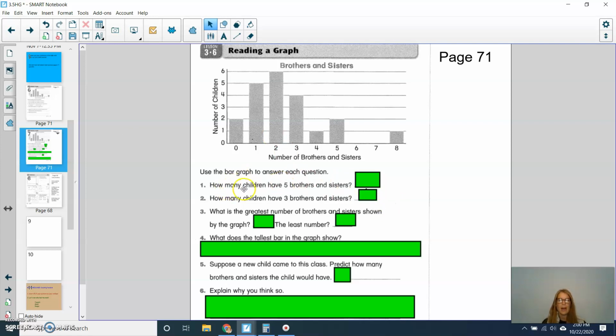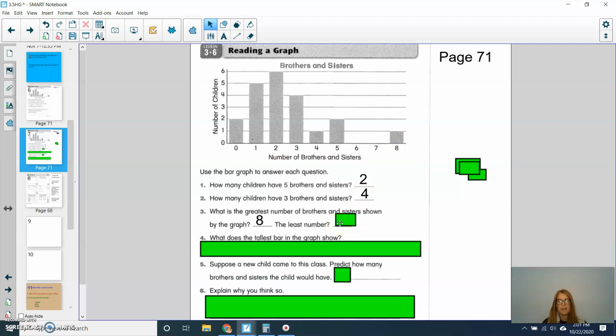So question number 1, it said, how many children have 5 brothers and sisters? You should have had 2, because I can see where I have 5 and I can see that that goes up to the number 2. How many children have 3 brothers and sisters? You should have 4. What is the greatest number of brothers and sisters shown by the graph? You would have 8. Because 8 was the most brothers or sisters that anyone had.